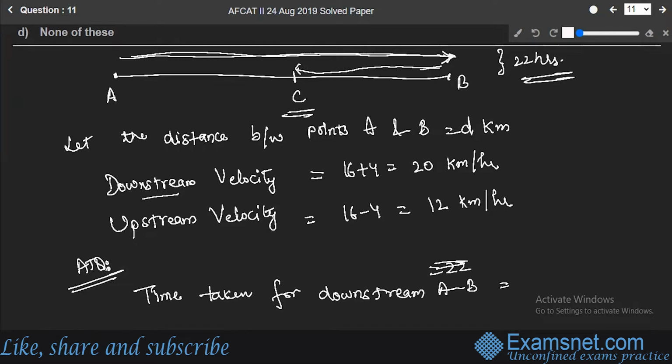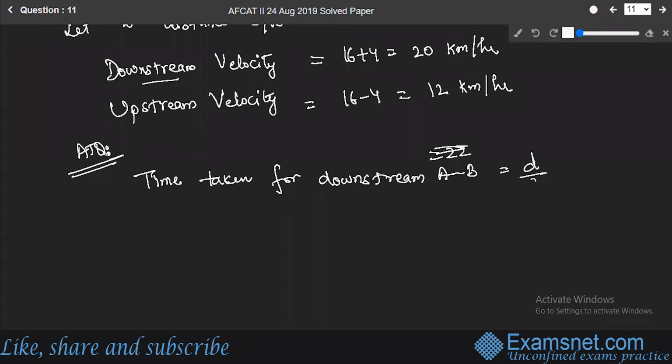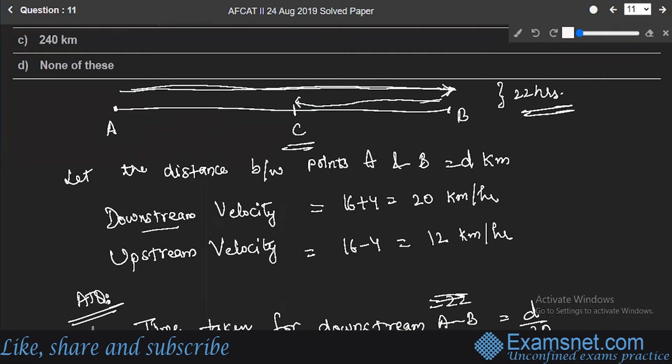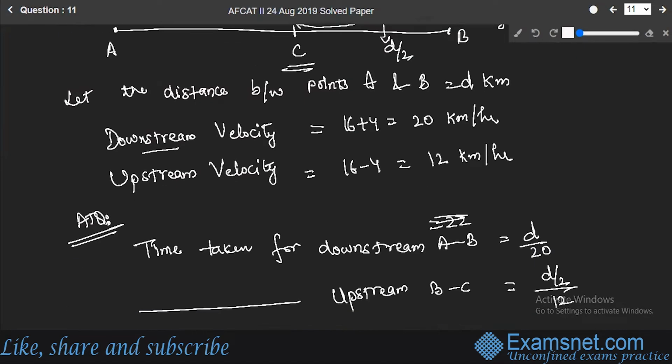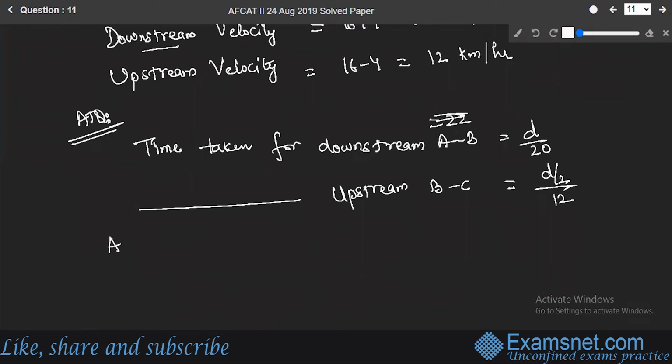This is equal to time taken is distance upon speed. Similarly, time taken for upstream B to C is D by 2 upon 12. Why D by 2? B to C, this distance is half of AB. So BC distance is D by 2. Now, according to the question, the total time taken, that is D upon 20 plus D by 2 upon 12, is equal to 22.